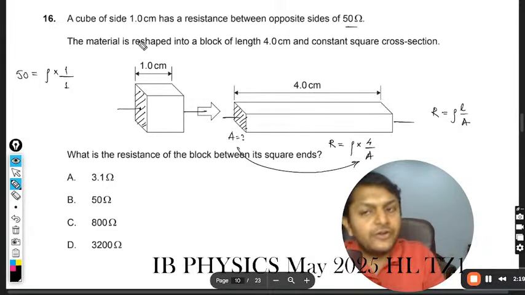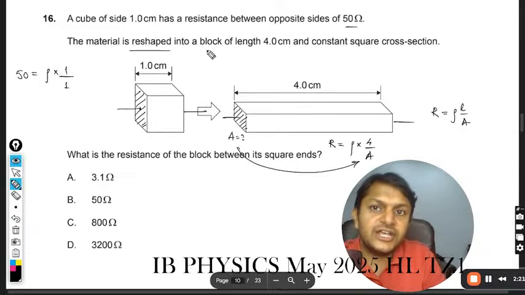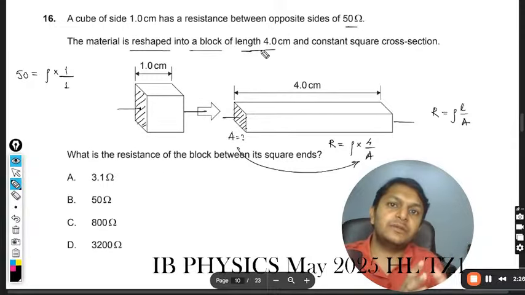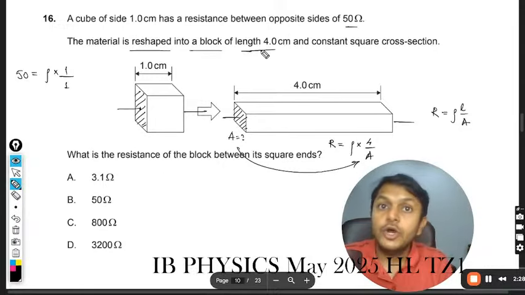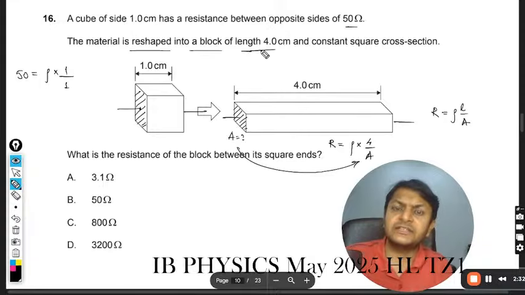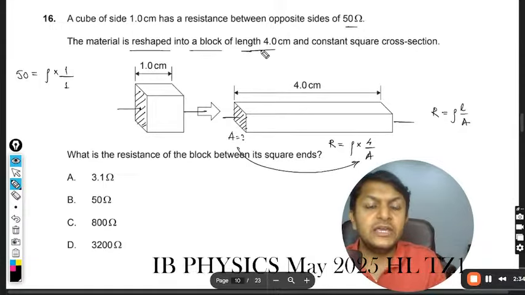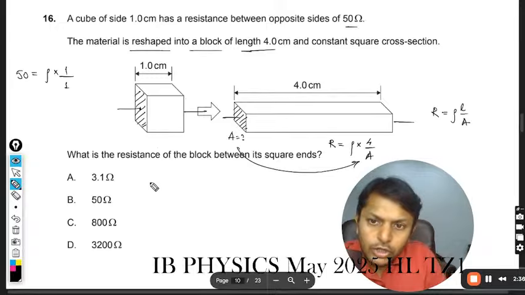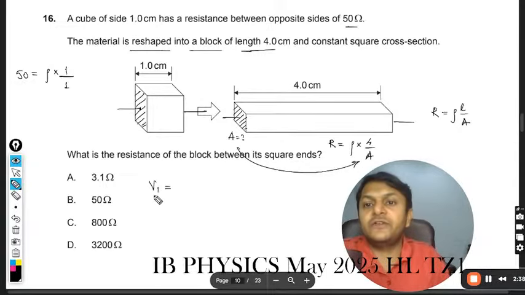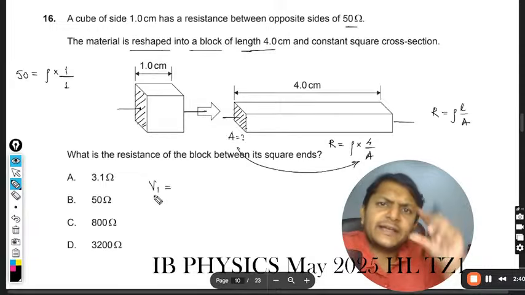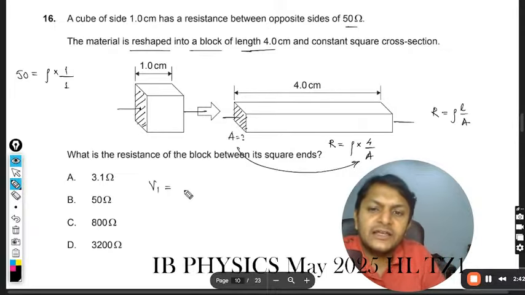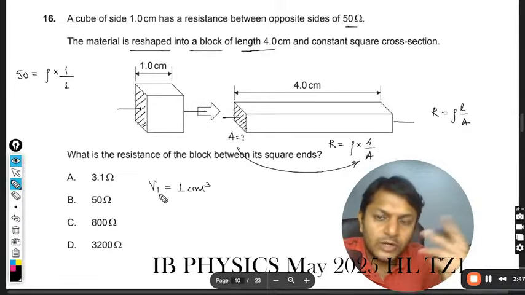Now read the question again. The material is reshaped into a block of length 4 centimeter. It is reshaped. It means that the volume of the material will be kept constant, because the density remains the same, the mass remains the same. So the volume will also be coming out to be the same. So the volume in the first case, because it is a cube, will be the cube of the length, so it will be 1 centimeter cube. 1 into 1 into 1.